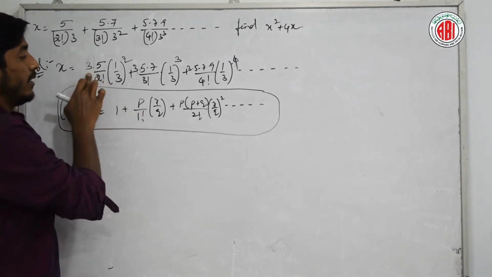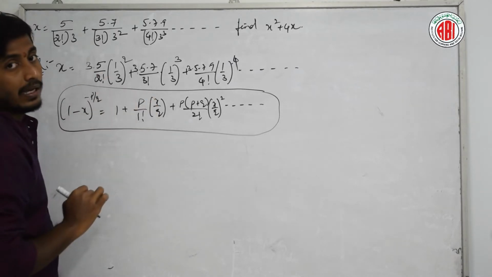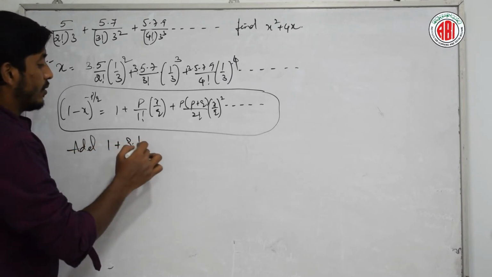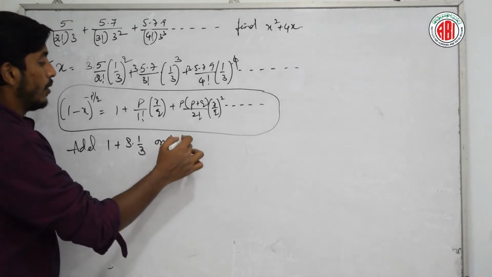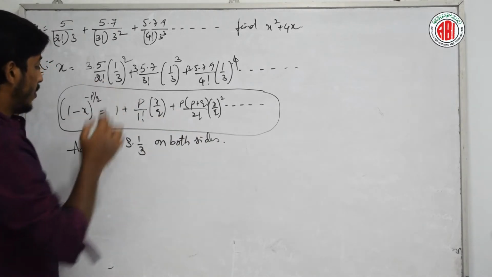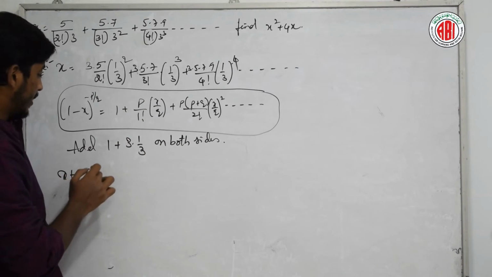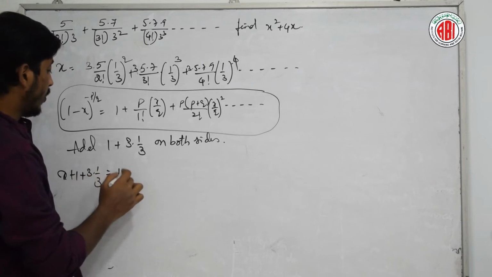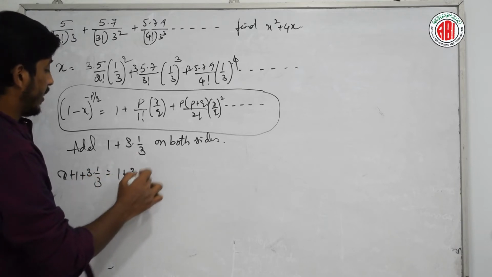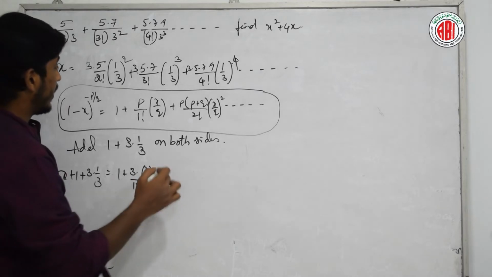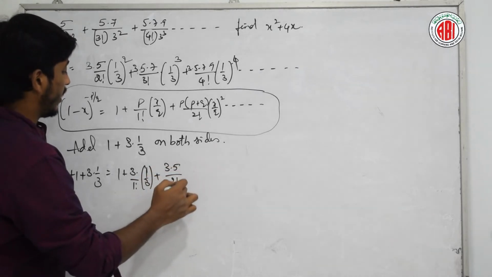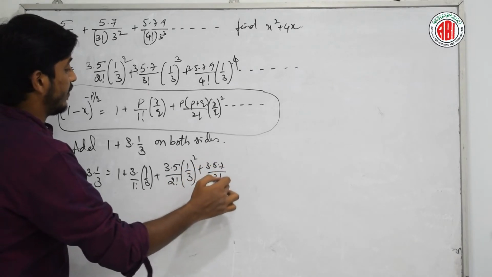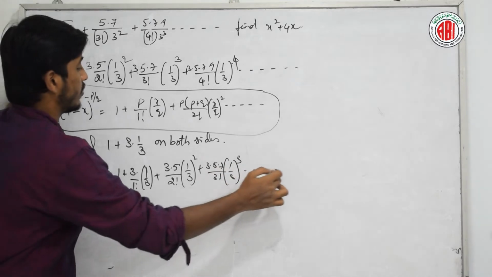What is p now? 3 into 1 by 3. So now add 1 plus 3 into 1 by 3 on both sides. So what do we get? x plus 1 plus 3 into 1 by 3 is equal to 1 plus 3 by 1 factorial into 1 by 3 plus 3 into 5 by 2 factorial into 1 by 3 whole square plus 3, 5, 7 by 3 factorial into 1 by 3 whole cube and so on.